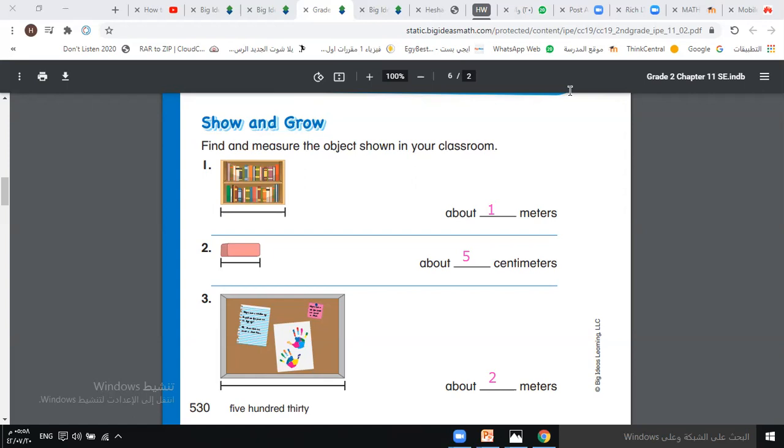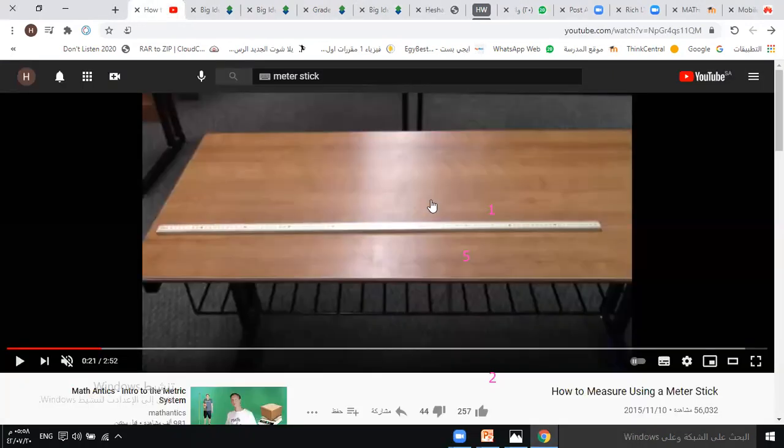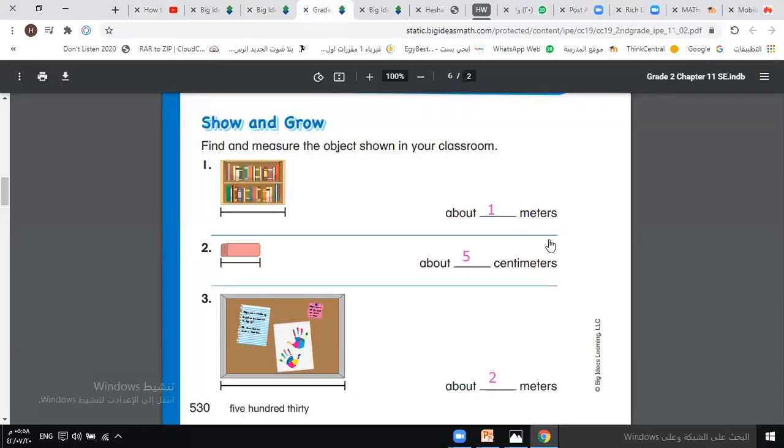Now, before we answer the next page, I'll show you again the meter stick. This is the meter stick. It's 1 meter. This is the meter stick. It's 1 meter, and 1 meter equals 100 centimeters. Now let's move to answer question number 4.